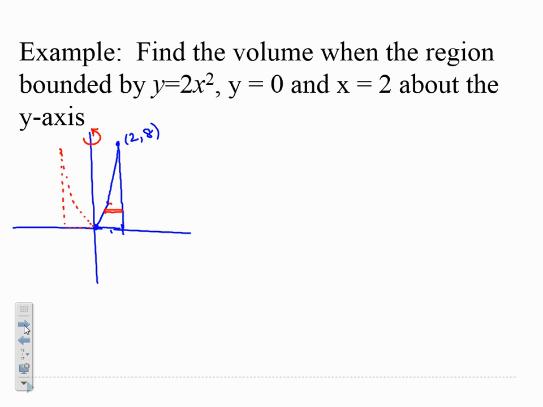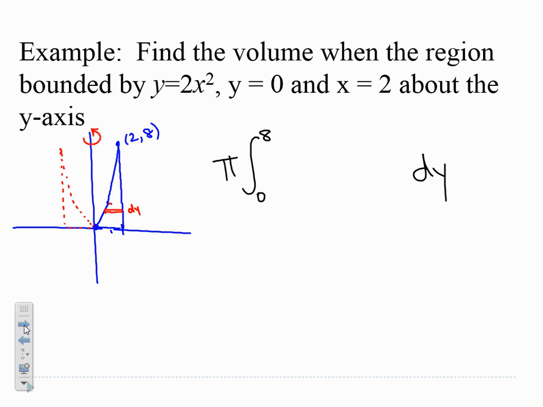Would our integral go backwards then? No, it's not going to go backwards. So 0 to 2? Well, no, because now we have horizontal rectangles, and so they have thickness dy. Let's think about our integral here. We're still going to have pi r squared h, but now we're talking about dy. What would our limits of integration be? 0 to 8, because we're talking about y.